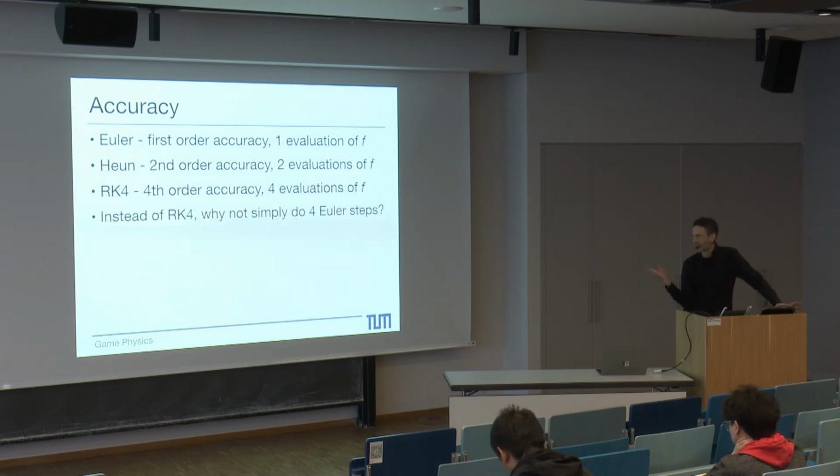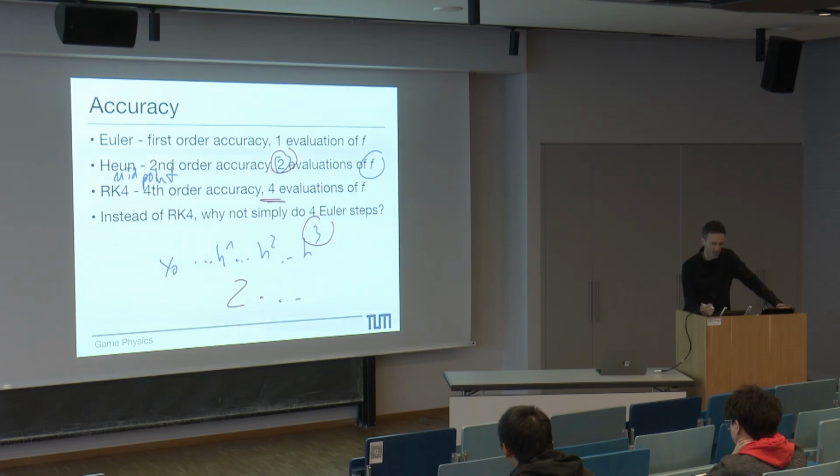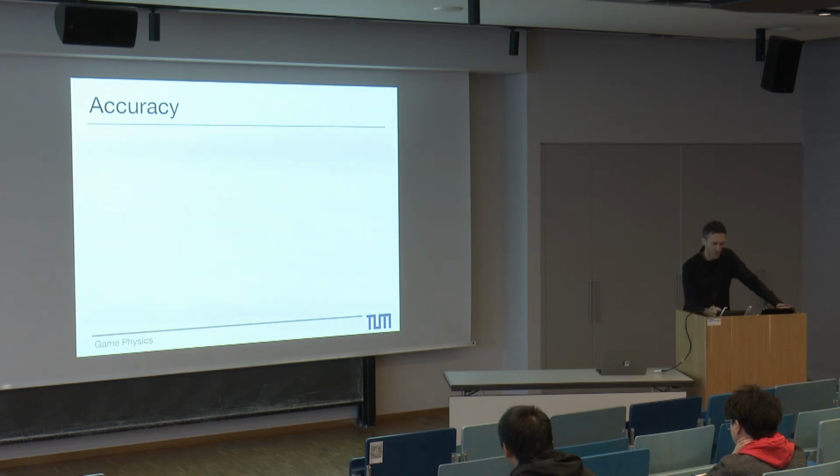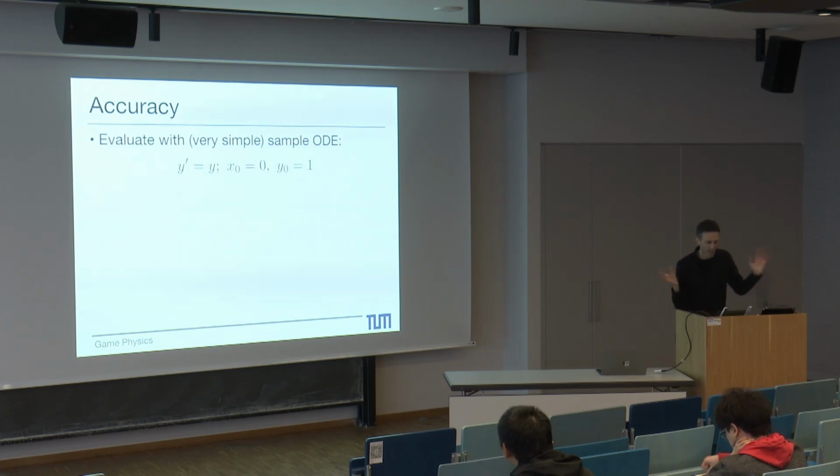But right, a good question here. Now I have it on slide. Why don't we just do, if the effort is to run this f 4 times for Runge-Kutta 4, why don't we just do 4 Euler steps? Let's try it out.